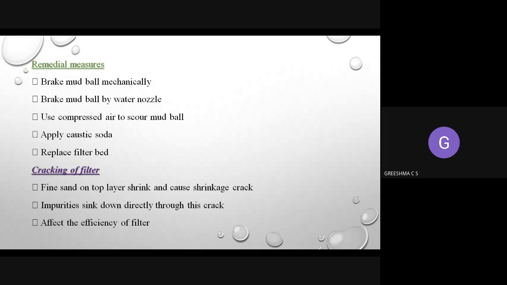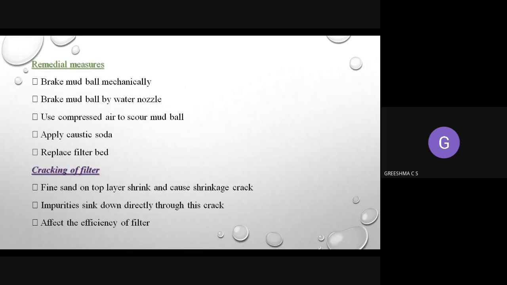Coming to the third one, that is cracking of filter. From the name itself, we can understand what we mean by cracking of a filter. Let's see what it is. The fine sand on the top layer shrinks and causes shrinkage cracks. Impurities sink down directly through this crack and affect the efficiency of the filter. That means here the filter bed is cracking.